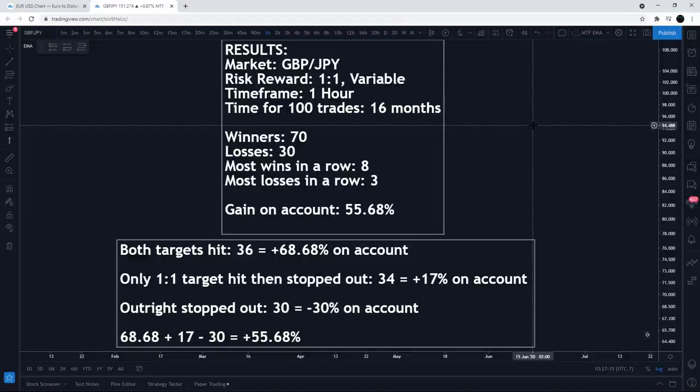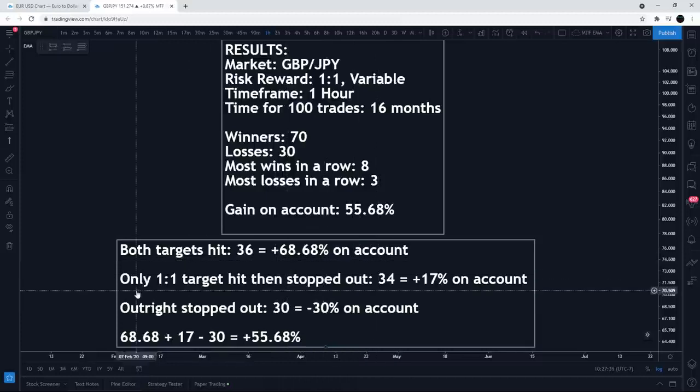Both targets were hit 36 times. So if we're talking about more of a breakdown here, both the 1-to-1 target and the secondary variable target were hit 36 times, which totaled to 68.68% on the account gain.